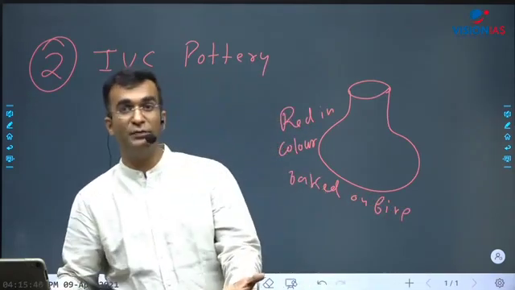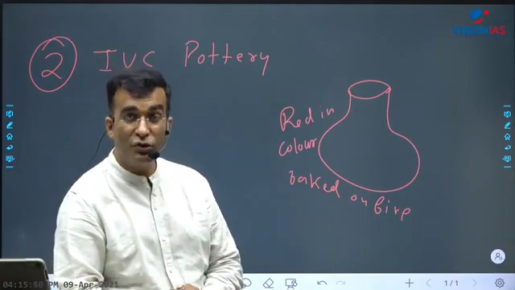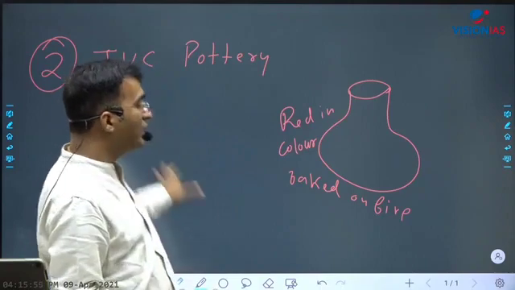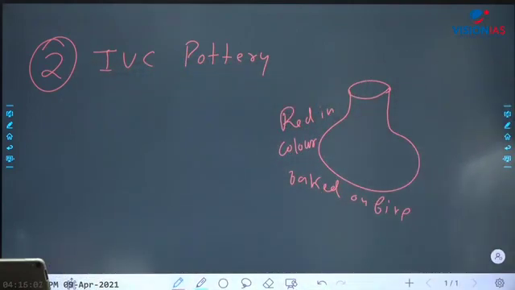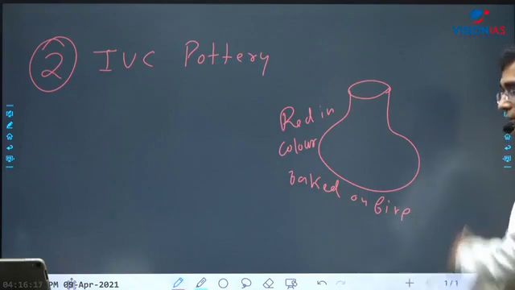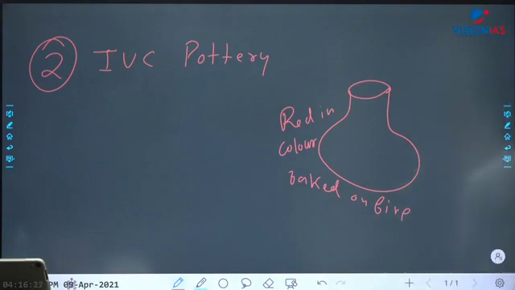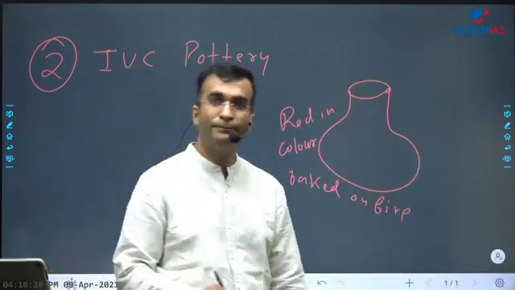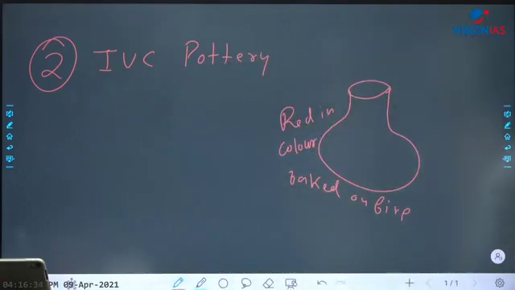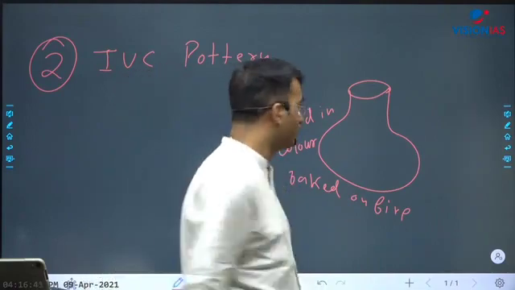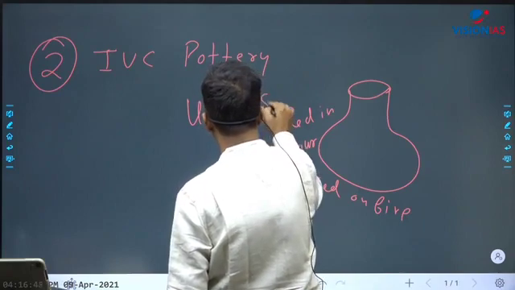And what is the general purpose of this pottery? Obviously it is for the storage of grains, for cooking, storage of grains and water, and for use as utensils. So please mention the general purpose pottery. The general purpose pottery of IVC was red in color and baked on fire. Then further mention, it was used for storage of grains, water, and as utensils.